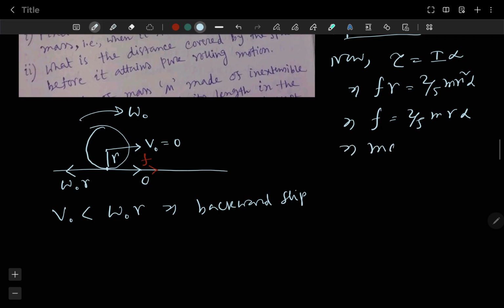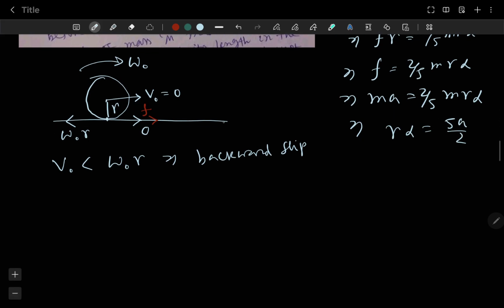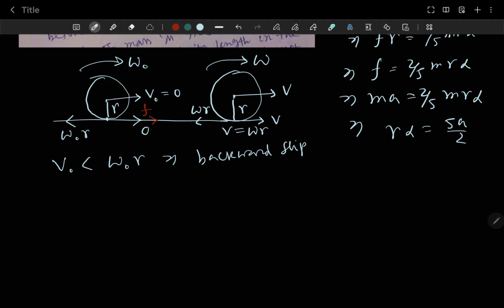So now F equals ma we know. So 2 by 5 mr alpha, so r alpha becomes 5a by 2. Now here, suppose after time t, this starts pure rolling. So its translational velocity of center of mass becomes v, and angular velocity about center of mass becomes omega. Okay, so here it is v and omega r, they will be equal for pure rolling, after a time t.